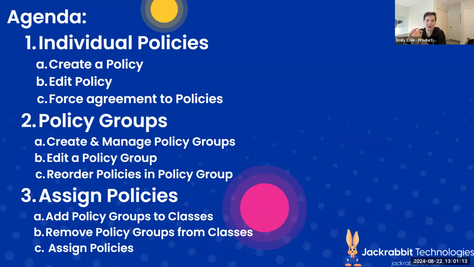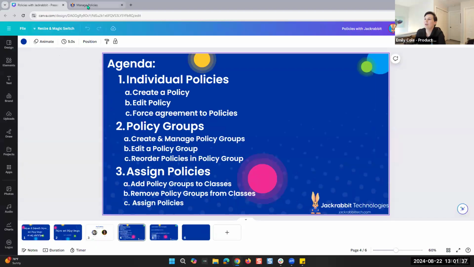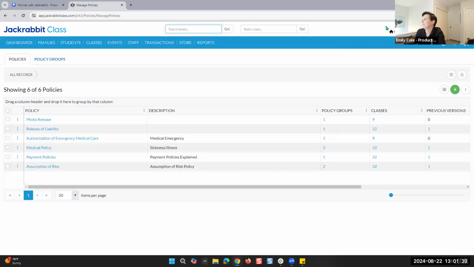So when we're looking at policies, the first thing we're going to look at is our individual policies. After that, we're going to be looking at our policy groups, and then, of course, assigning policies to classes. We're going to be looking at a couple of different things within that. So as you can see on the agenda, that is broken down into 3 different categories, and each of them have those little subcategories. So let's go ahead and get started and get into our account.